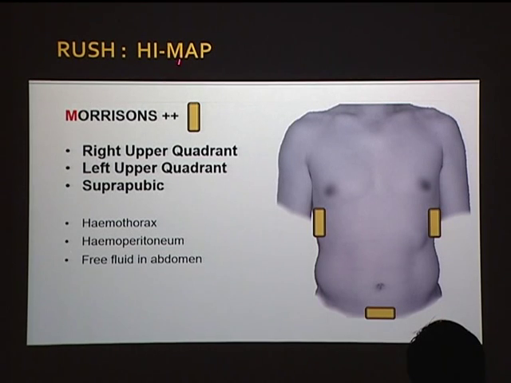M stands for Morison's. It's a short form, but basically it is a FAST type of examination with 3 quadrants: right upper quadrant, left upper quadrant, and the suprapubic or pelvic scanning. So you look for hemothorax, hemoperitoneum, free fluid.